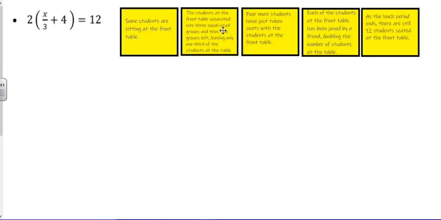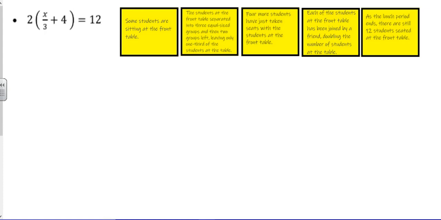When trying to decide what the order is, if you start with the x and then look to see what was done to the x and kind of work your way out. So here, some students are sitting at the front of the table, and then they were separated into their 3 groups, leaving a third of the students at the table. So it's divided by 3 first. And then 4 students sat down, and then everybody was joined by a friend. And then at the end of the lunch period, there were 12 remaining.